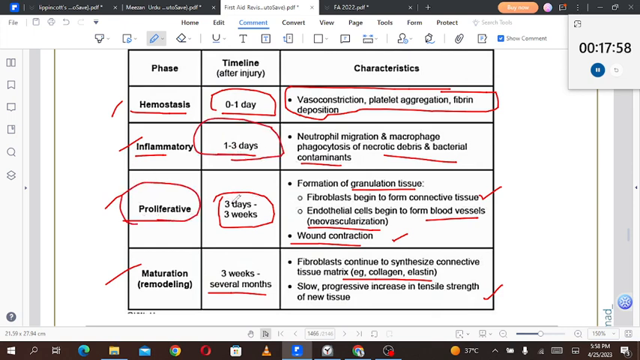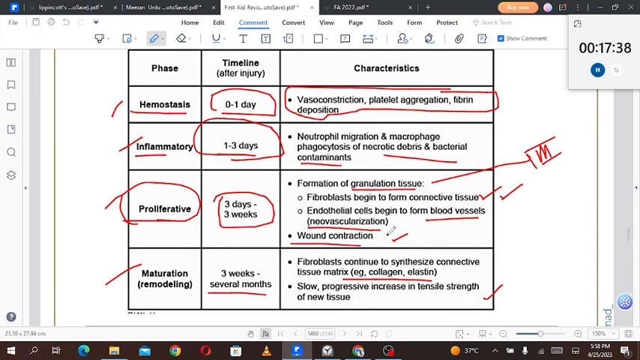In proliferative phase, that is 3 days to 3 weeks, fibroblasts begin to form the connective tissue, that is collagen type 3. In the granulation tissue we have type 3 collagen. Fibroblasts begin to form the connective tissue, and endothelial cells begin to form the blood vessels, that is neovascularization.